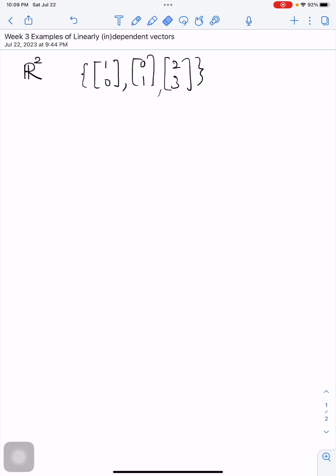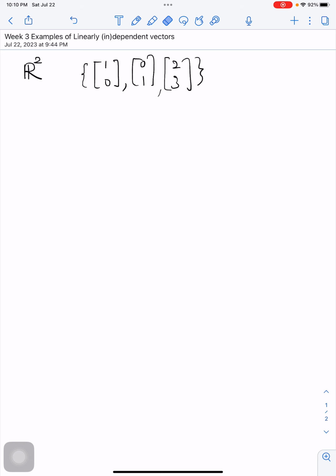Don't get me wrong, if you are randomly given three vectors in R3, it doesn't mean that they must be linearly independent. You still have to check. But if you have four vectors in R3, then they must be linearly dependent. Okay? So let me give you a specific example.